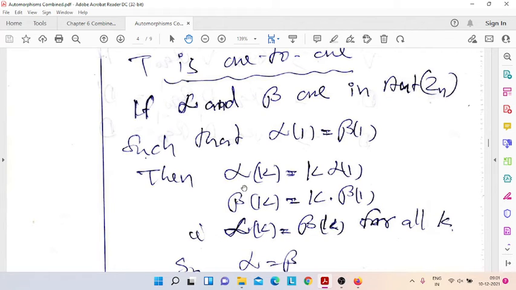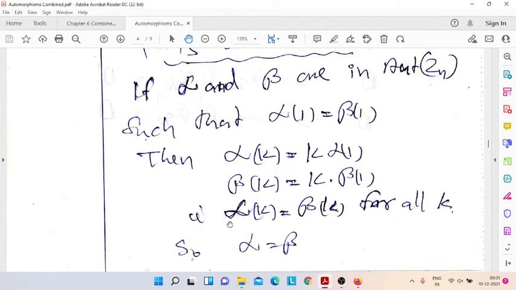These are the integers, elements of Zn. So alpha of k equals k times beta 1, and therefore alpha k equals beta k, because alpha 1 equals beta 1. Since alpha 1 equals beta 1, I can multiply both sides by k, then we get k times alpha 1 equals k times beta 1. Therefore alpha k equals beta k.